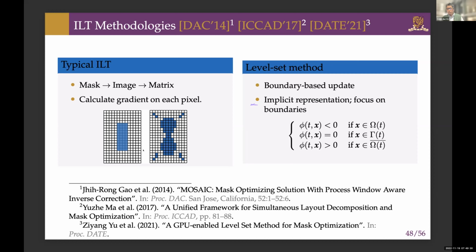To resolve this, another mathematical method is called level set. Essentially, we store a boundary shape, and then we calculate the gradient on the boundary using the implicit representation. We only focus on the boundary, and then we can gradually update the boundary shape. In this way, we can update the boundary to get a better wafer image. Meanwhile, we will not introduce additional arbitrary dots on the mask, which gives better mask manufacturability.